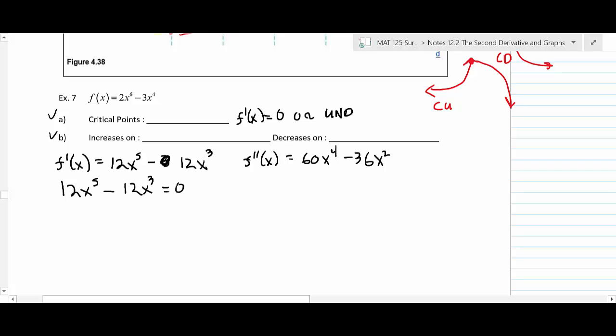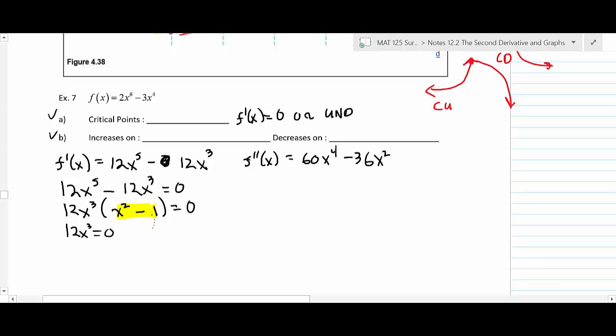So how does that factor? You can take a 12x to the third out, right? So that's going to leave you x squared minus 1, right? Does x squared minus 1 still factor? It's the difference of two squares. It goes x plus 1, x minus 1, so you might as well go ahead and do it. Or you could set x squared minus 1 equals 0 and solve, but you've got to be careful about this. You're going to get 3 critical values on this problem.